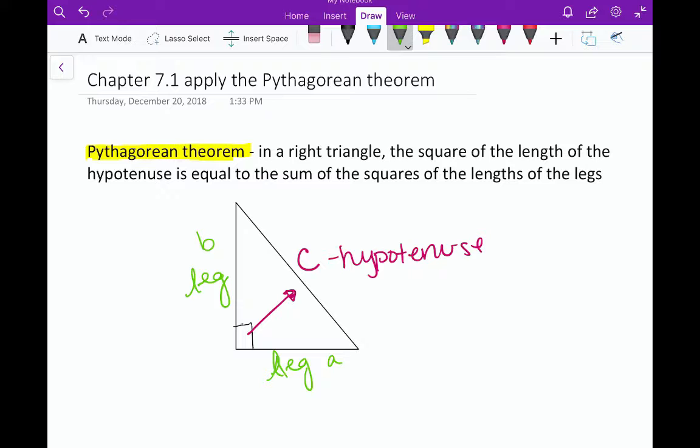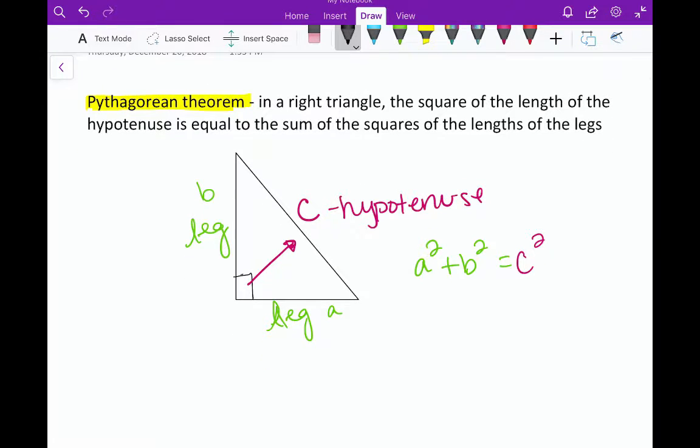And so the Pythagorean theorem says that A squared, so one of the legs, plus B squared, another one of the legs, is going to equal C squared, which is the hypotenuse. You can use this theorem to solve for missing side lengths in a triangle, to then find the area if you need to, or however you need to solve the problem. You can use this when you're dealing with a right triangle.